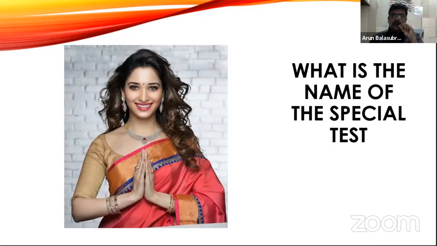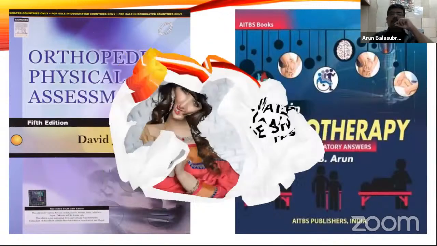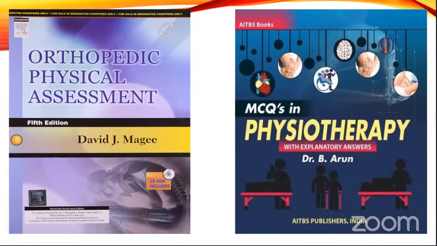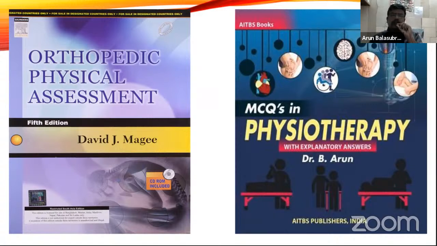Right, so that is the end of the question session. I have taken all the questions and most of the pictures from Orthopedic Physical Assessment, written by David J. Magee. If students want to learn the specialty and want to specialize in orthopedic physiotherapy in MPT, please buy this book and keep it. It's an excellent book which orthopedic physiotherapists should buy and keep. It's only 1,000 rupees, which is not too much. Everyone can buy.